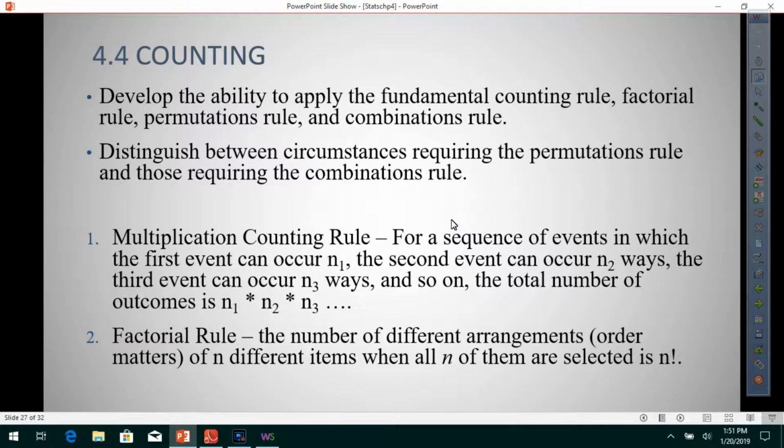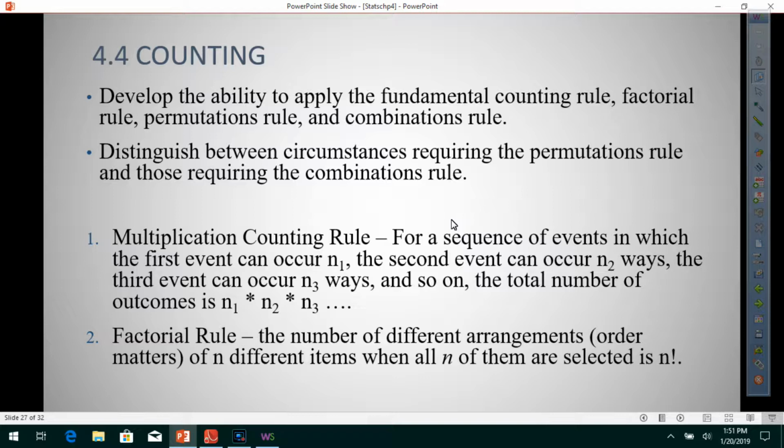Statistics Lessons 4.4 Counting. Develop the ability to apply the fundamental counting rule, factorial rule, permutations rule, and combinations rule. Distinguish between circumstances requiring the permutation rule and those requiring the combination rule.